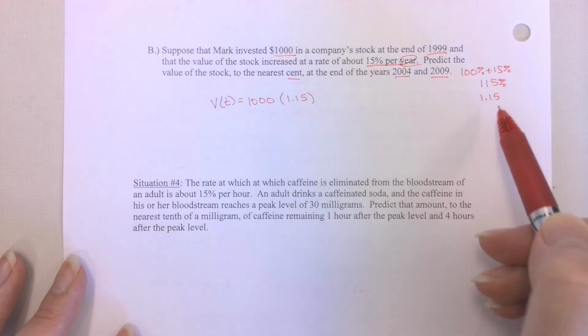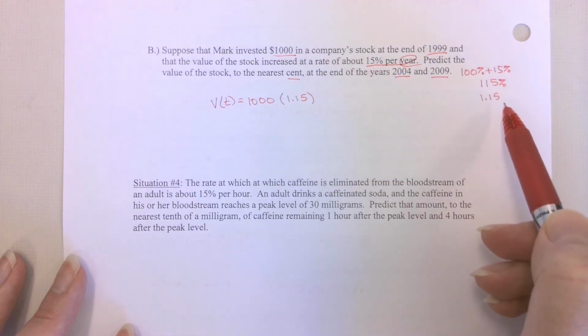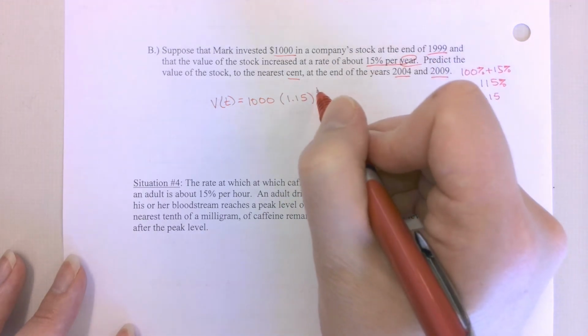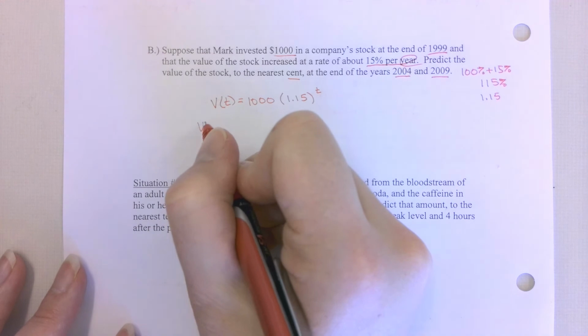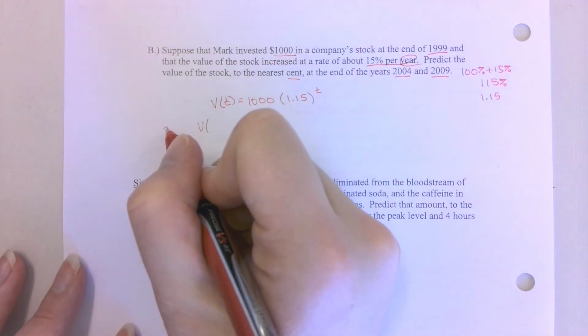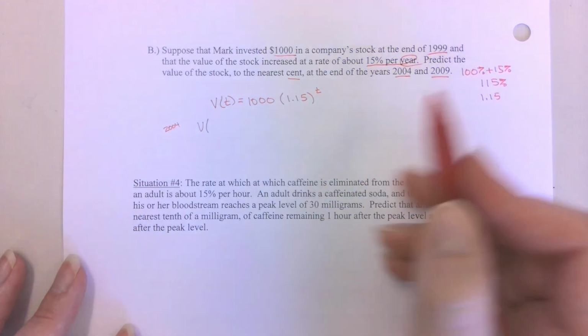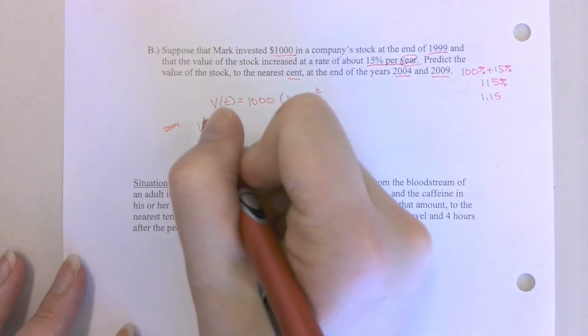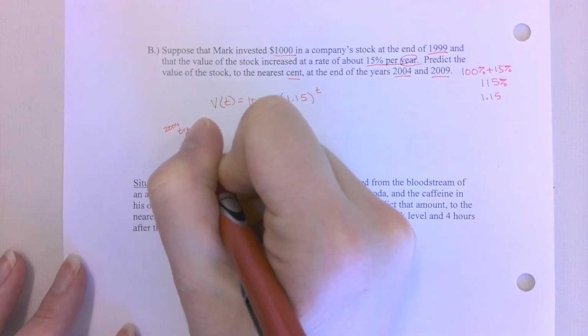This is the 15% that our stock is growing. So we're sort of getting that back on top of what we invested. And we're going to go to the power of t. So what is the value of my stock in the year 2004? Well, we're starting in 1999, and the year 2004 is 5 years later. So in 2004, t is going to equal 5.